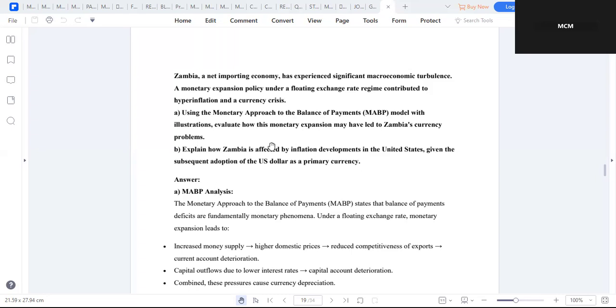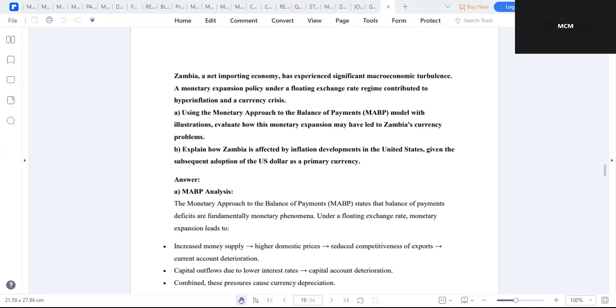So this question reads, Zambia, a net importing economy, has experienced significant macroeconomic turbulence. A monetary expansion policy under the floating exchange regime contributed to the hyperinflation and currency crisis. So using a MAP, which is a monetary approach to balance of payment model with illustrations, evaluate how this monetary expansion has led to Zambia's currency problems and explain how Zambia is affected by the inflation development in the US, given subsequent adoption of US as a primary currency.